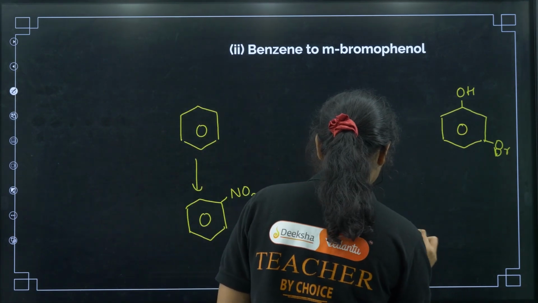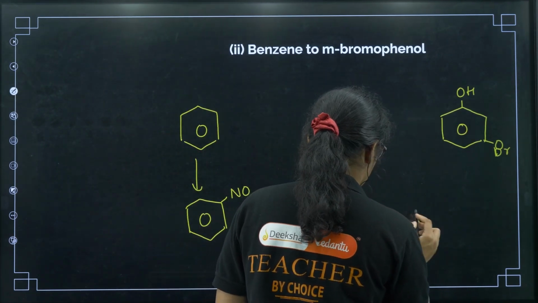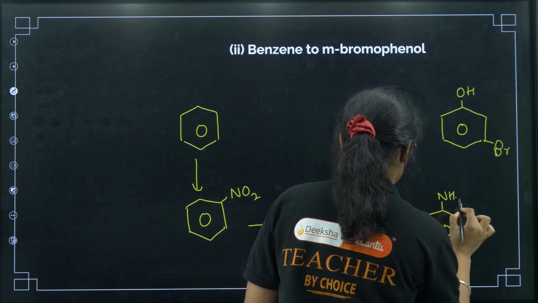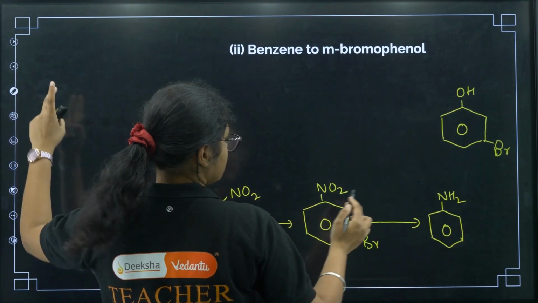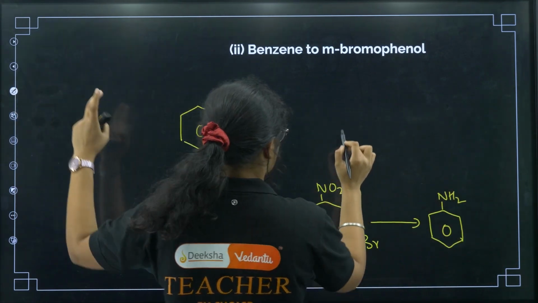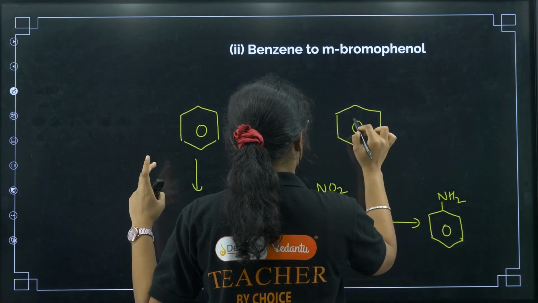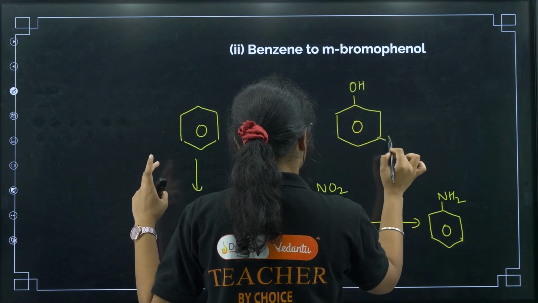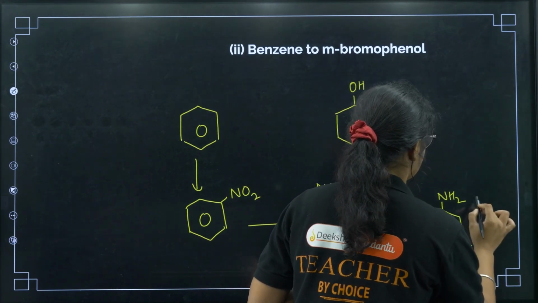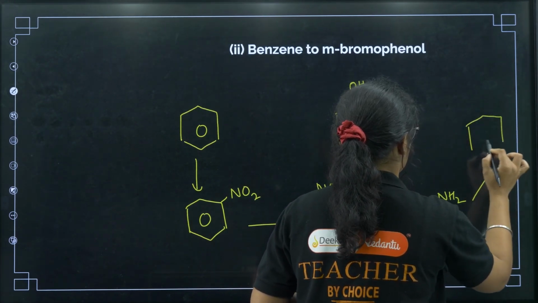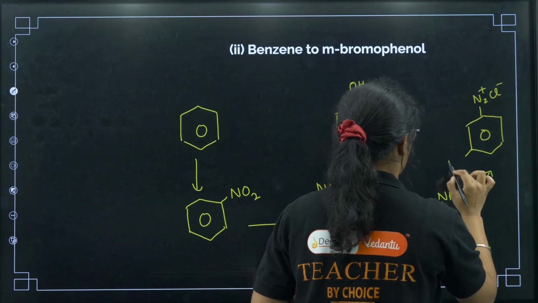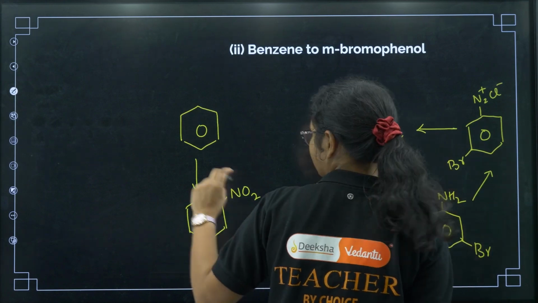Next I'll convert it into an NH2 group. Actually I will need one more step here. One second, let me write it here. So I'll get here NH2 and Br. Next I will get N2+ Cl- and Br. Next I'll get this one.